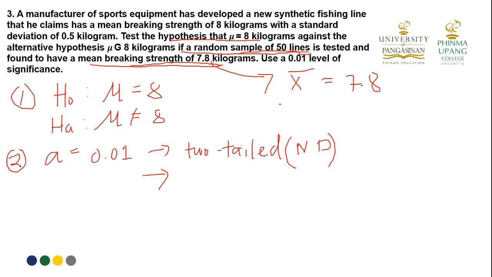Yeah. Kasi kahilera niya yung 50, no? Kaya 7.8 is X bar. Two-tailed siya kasi there's no direction and it is already given in the problem that mu is not equal to 8. That's why two-tailed. And the test statistic that we're going to use is z-test because the random sample is large. So z-test.